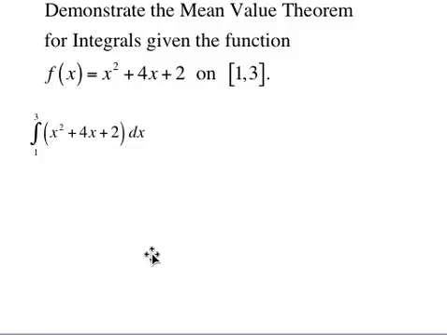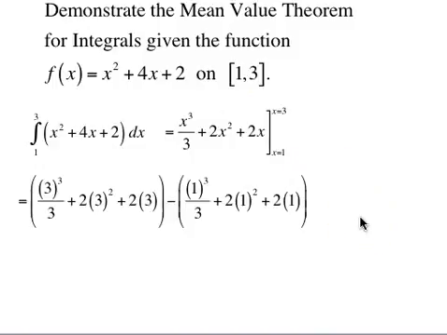Antiderivative: x cubed over 3 plus 2x squared plus 2x. Evaluate that from 1 to 3. Plug in 3 first, minus plug in 1 second. 3 cubed over 3 plus 2 times 3 squared plus 2 times 3, minus 1 cubed over 3 plus 2 times 1 squared plus 2 times 1.